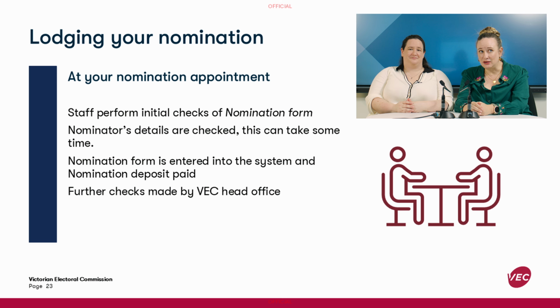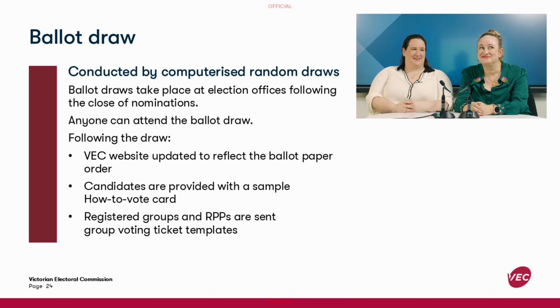VEC head office staff will conduct further checks, and if we identify any issues, the election manager will contact you to resolve it. Following the close of nominations, the election manager will conduct the ballot draw. The order of each candidate and group on the ballot papers for state elections is determined by a computerised random draw after nominations close. The ballot draw for each district election is a single computerised random draw.